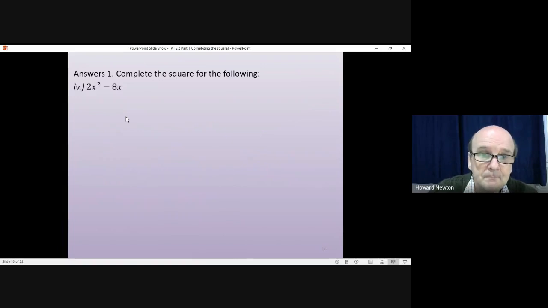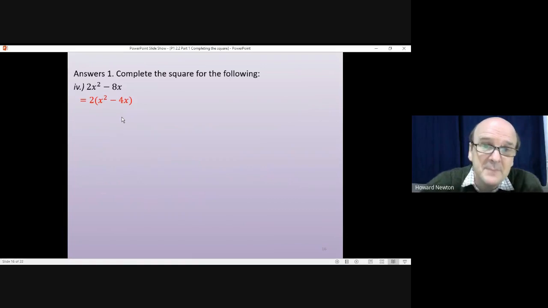Number 4, first thing you need to do is factorize it. It's definitely the best thing to do. Don't be tempted to have root 2x in the brackets.